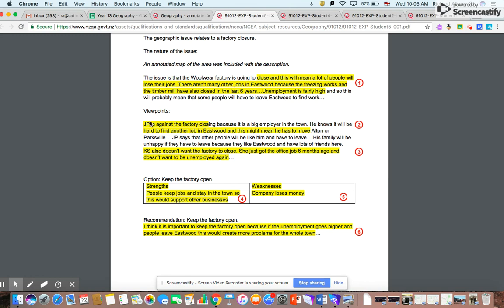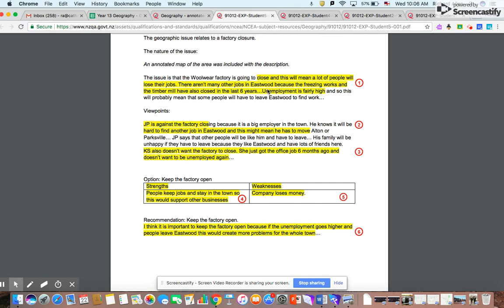And then JP, who's got a reason here, said they're happy to leave Eastwood because they have lots of friends there, and they have another viewpoint here. Then they have an option of keeping the factory open, and they talked about the strengths and the weaknesses, and they make a recommendation. This is just for a low achieved. That is the bare minimum and scrapes through.